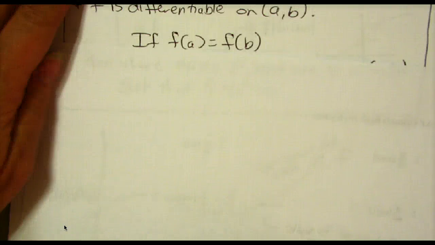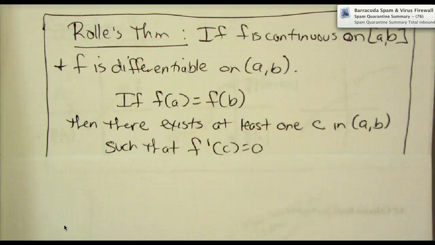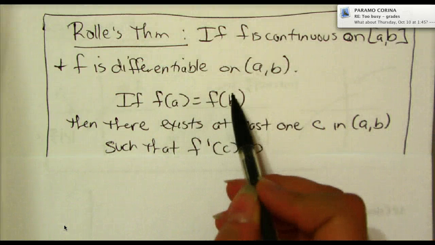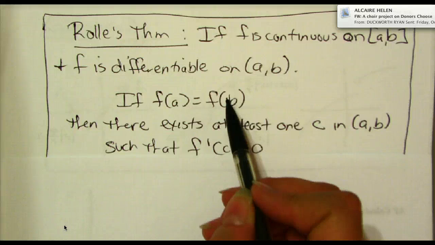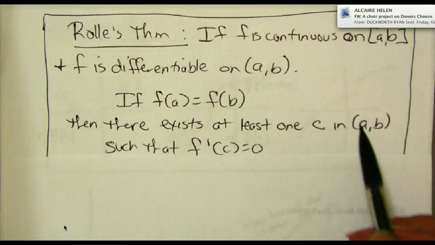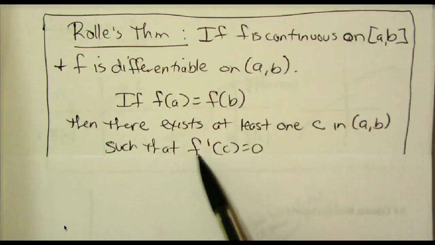Rolle's theorem is just a special case. Rolle's theorem: if f is continuous on the closed interval a through b, and f is differentiable on the open interval a through b, then if f of a equals f of b, these two y's are equal to each other, then there exists at least one c in this open interval a through b such that f prime of c equals 0.